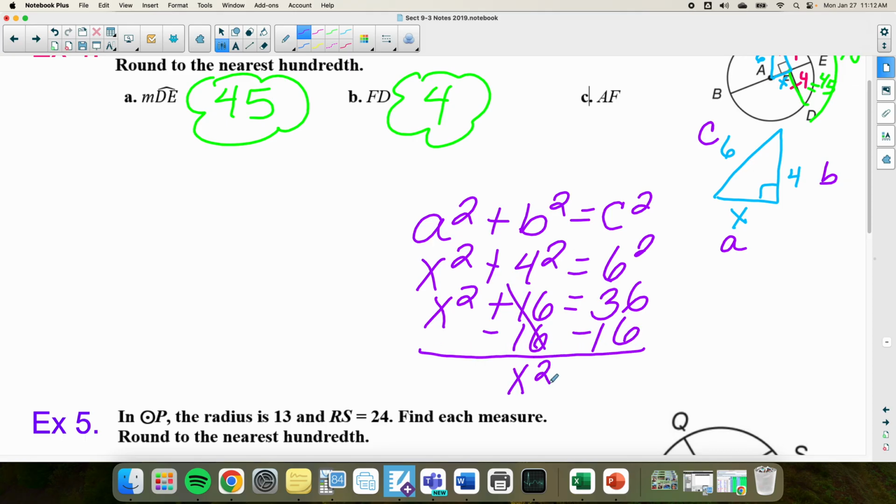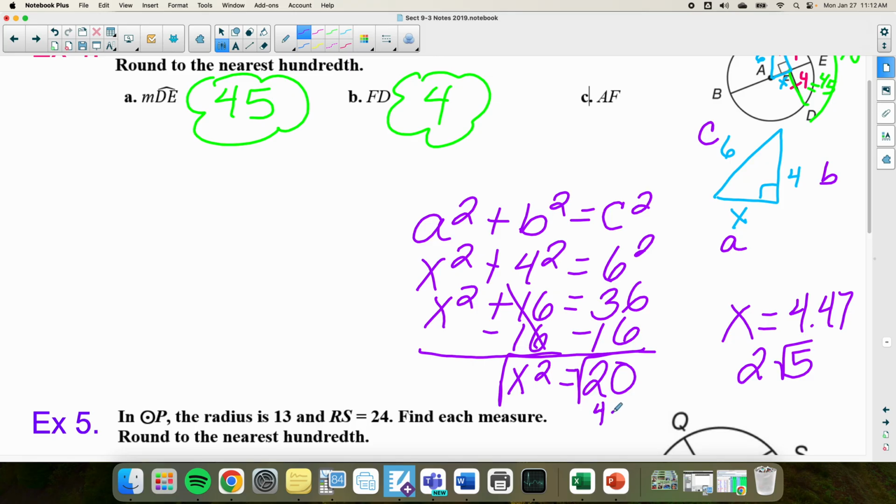And I get that X squared equals 20. Okay, then I'm going to take the square root, and the square root of 20, if you do that on your calculator, is 4.47. Okay. If you saw for this one that they say 2 root 5, have I talked about that? Yeah. Like this could be written as 4 times 5, and the square root of 4 is 2, so that would work too. So 4.47 or 2 root 5. Either one is fine with me.